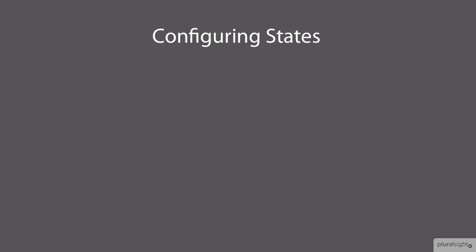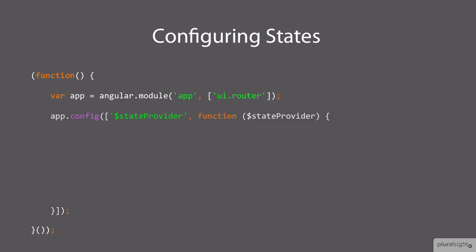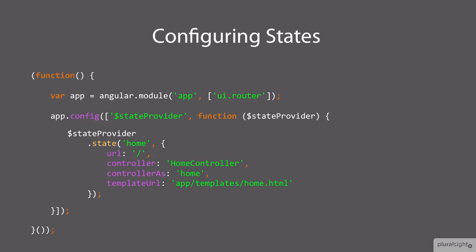Configuring states is conceptually very similar to configuring routes with NGRoute. You'll start by creating a module and specifying UI.router as the module dependency, as we've already seen. You then call the config function on your new module and inject into it the state provider service that comes with UI.router. You then use that provider to define all of your states.